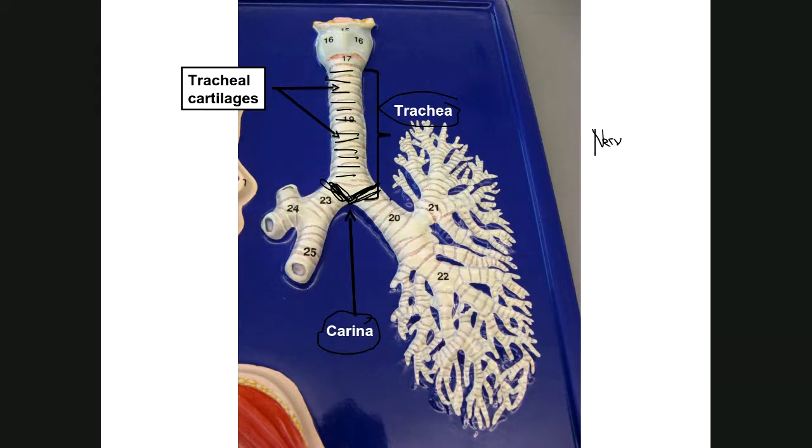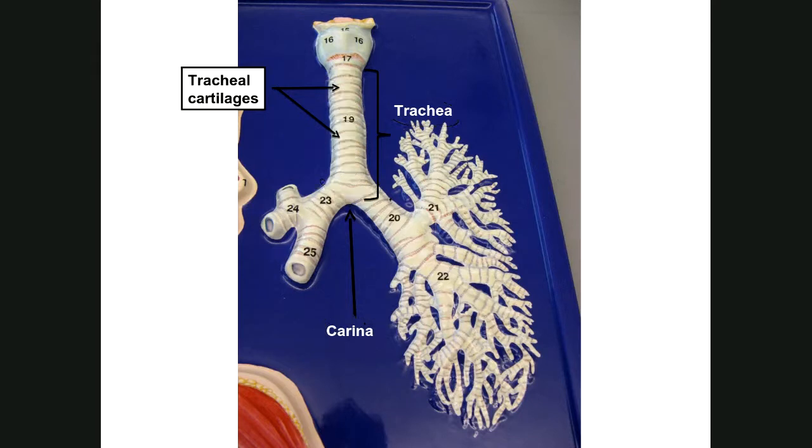And so if you get food or liquid down into the trachea, especially if it goes down this far, what's going to happen is you're going to activate those nerve endings like crazy, and you're going to cough and cough and cough until whatever it is is removed from these nerve endings.